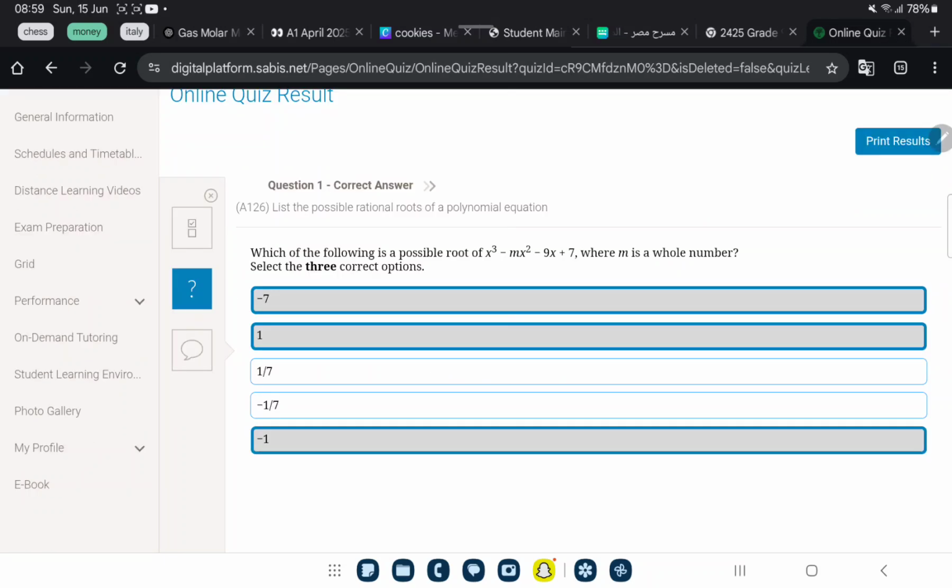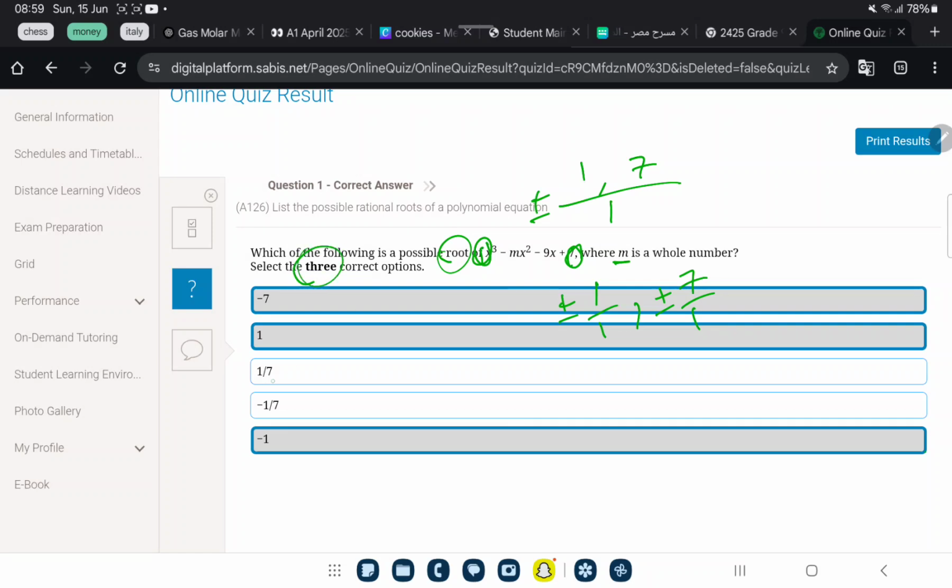Now for this question, this is 4.3 now. This question, they want the roots of this equation where m is a whole number. So we can't get the roots by factoring because we have an unknown. So what we're going to do is get the factors of the constant, just the number without x, and the leading coefficient. So here it is 1 and 7 over 1, plus minus. So plus minus 1 over 1 and plus minus 7 over 1.